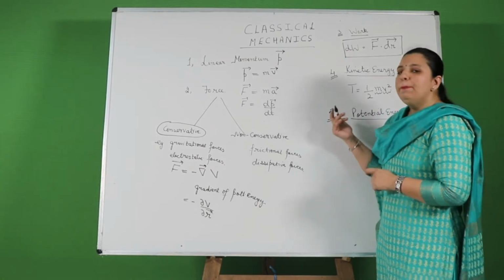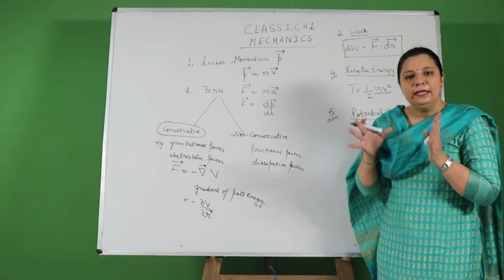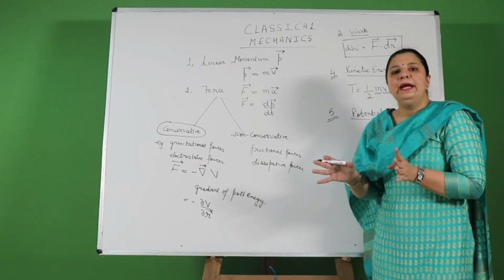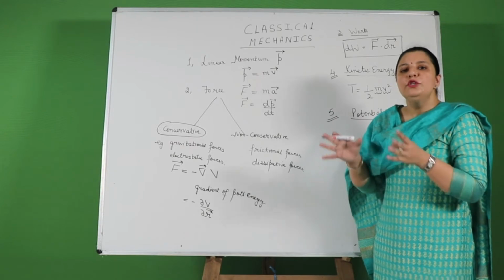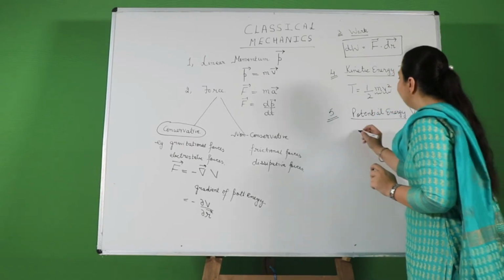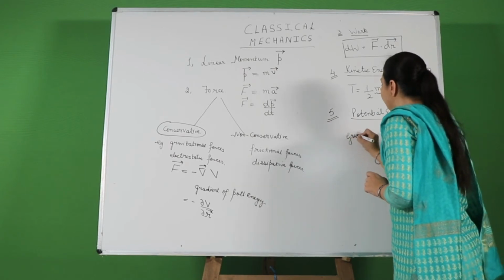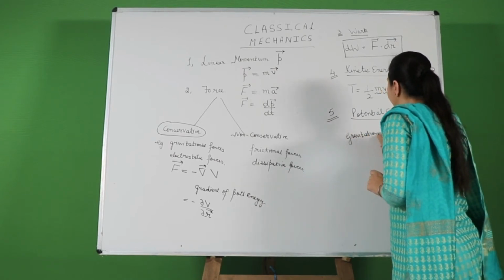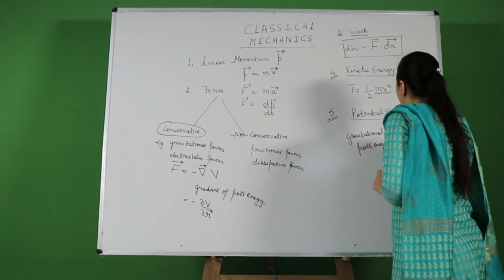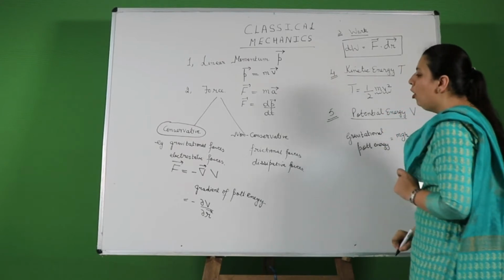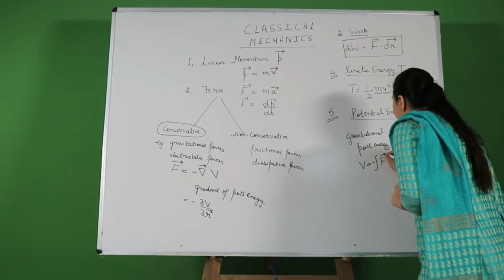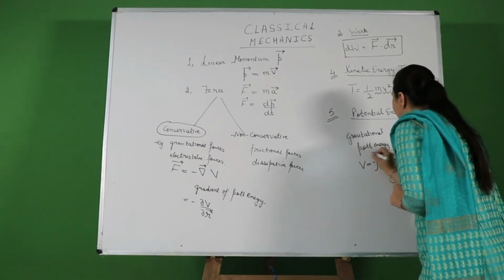So similarly, potential energy is nothing but the energy possessed by the body by virtue of its position, and it is defined as the amount of work done to bring a unit mass from infinity to the given point. Okay, so if I am talking about gravitational potential energy, it will be simply mgh, or in general potential energy will be equal to the integral with negative sign of F dot dr.